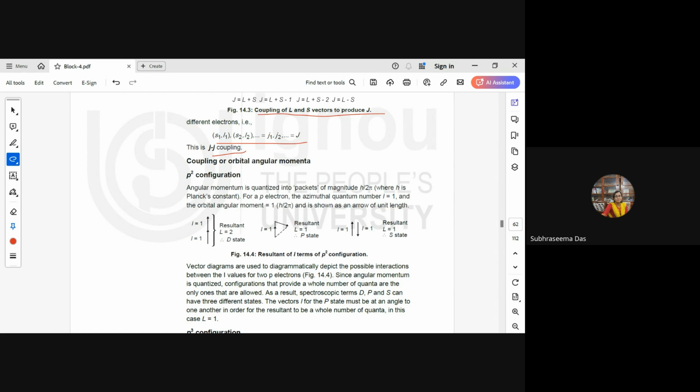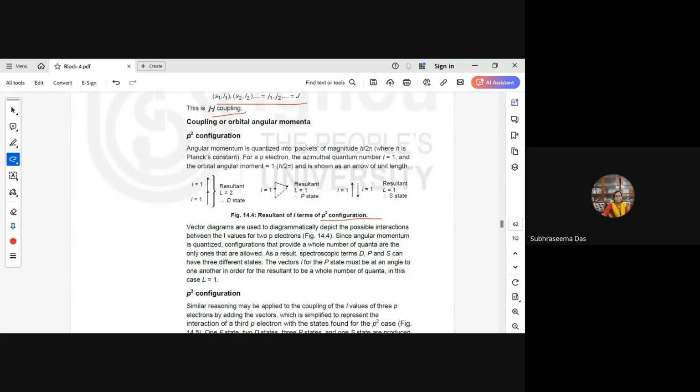So here, for a p electron, we know the azimuthal quantum number l is 1, and the orbital angular momentum is given by 1 into h by 2 pi. The different resultant L terms of the p2 configuration have been shown. The vector diagrams represented here in figure 14.4 depict the possible interactions between the L values of the p2 configuration, meaning two p electrons.